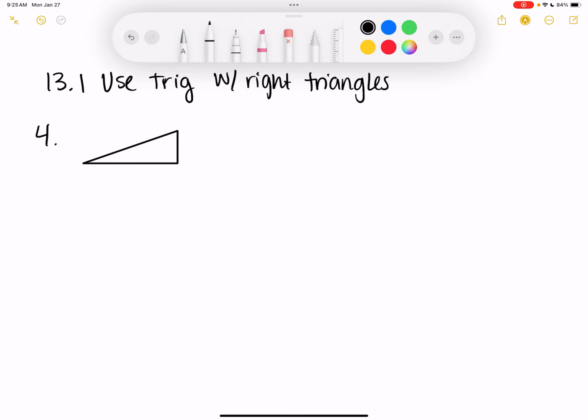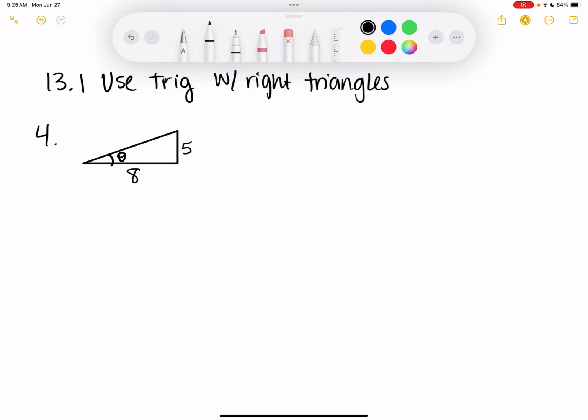Now we get to draw. It's a right triangle. It's 2 straight lines and then a diagonal connecting them. All right, in this particular one, they give us this angle over here. This side is 8 and this side is 5.